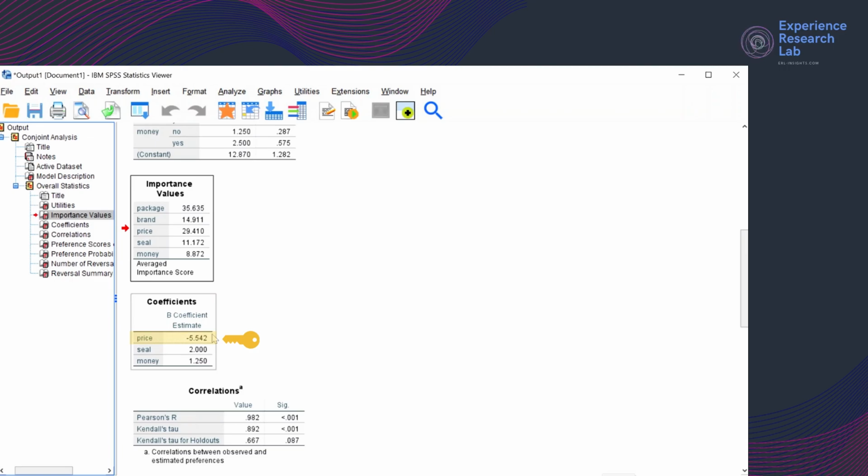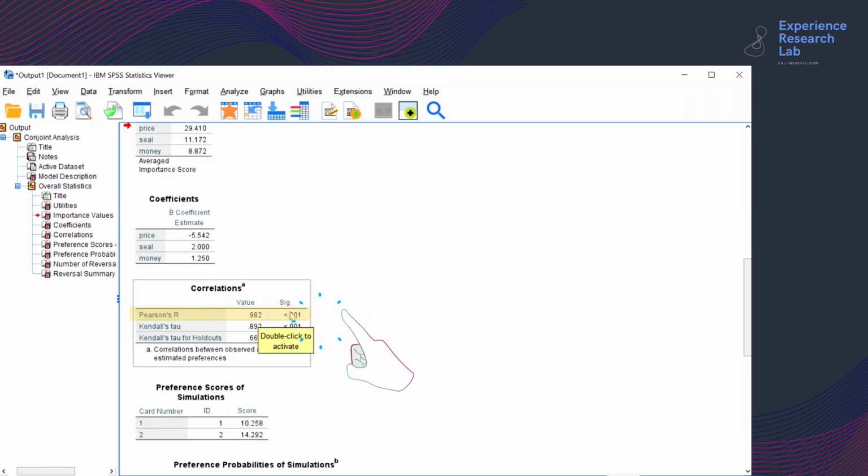Looking at the estimated coefficient presented here, you can see that price still holds the key to respondents' preferences. To be confident with your analysis, you need a significantly high correlation between the observed and estimated preferences. Referring to the Pearson's R of 0.982 and a significance level lower than 0.001, you can say that the preferences are highly correlated and the correlation is significant. To support your statement, you can also refer to Kendall's tau.